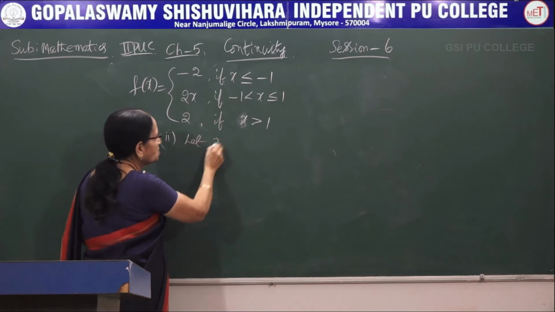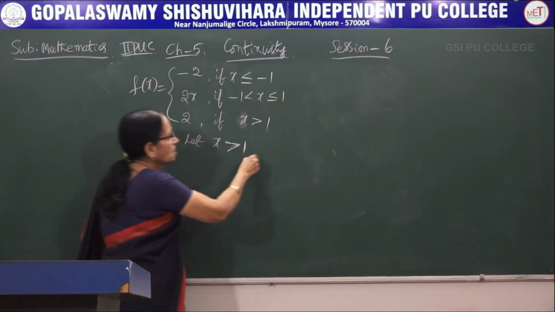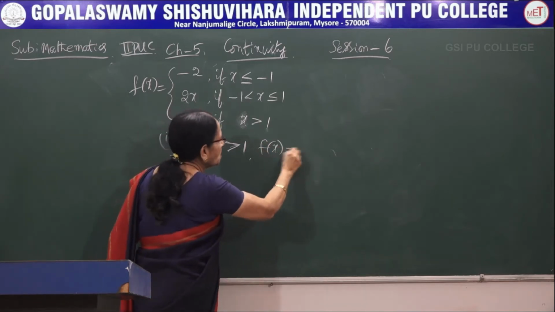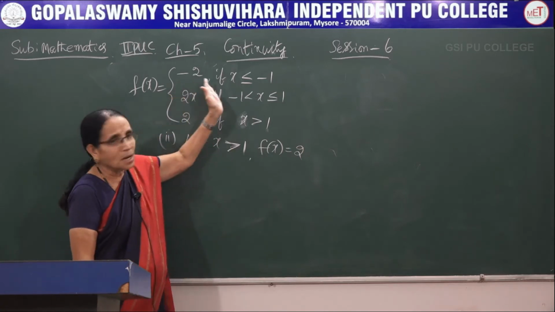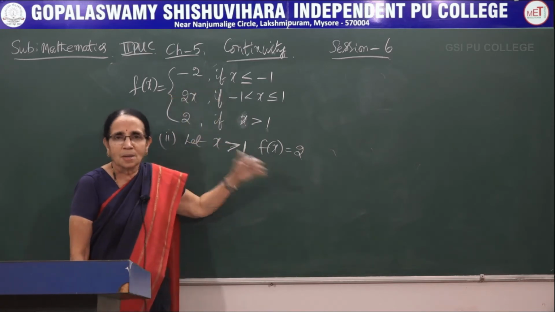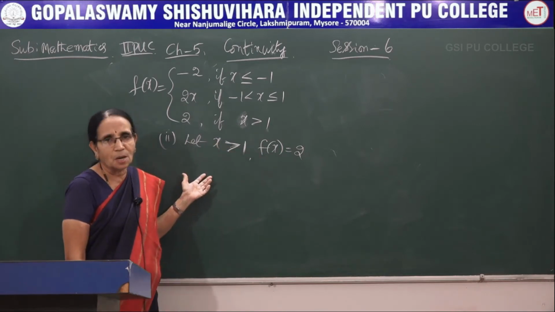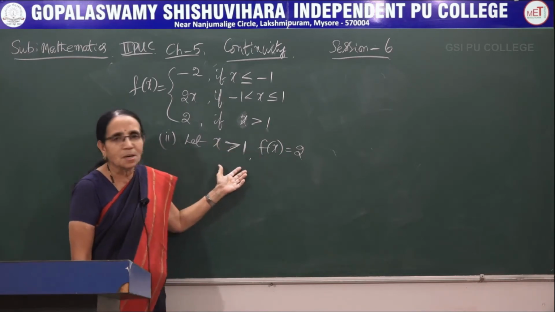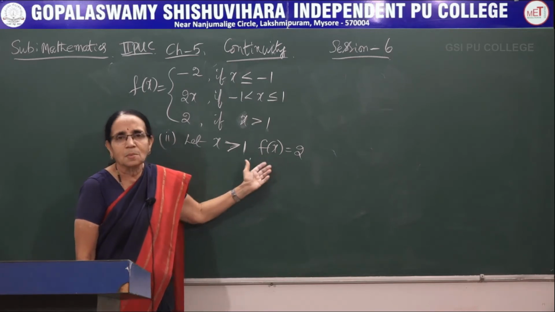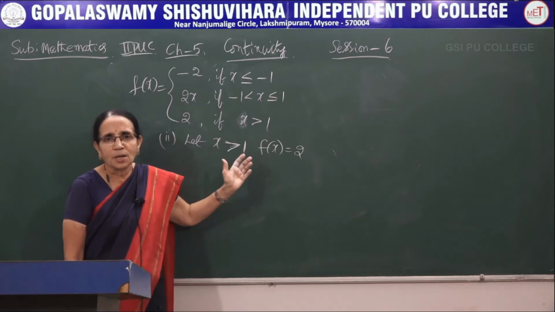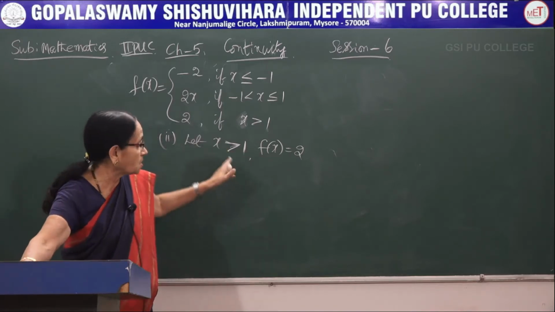let x be strictly greater than 1. Now, what is this one? The function is defined as f of x equal to 2. Just now we had minus 2, here plus 2. This is also a constant. So, arguing along the same lines, let c greater than 1 be any real number, then f of c is 2. Limit is also 2. Therefore, the function is continuous for all x greater than 1.